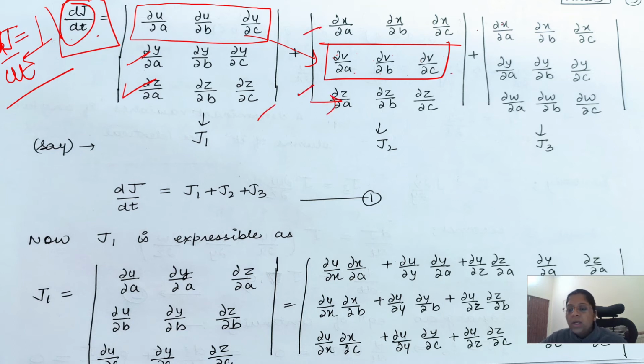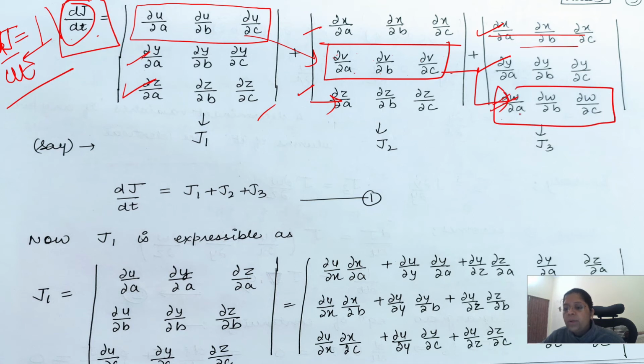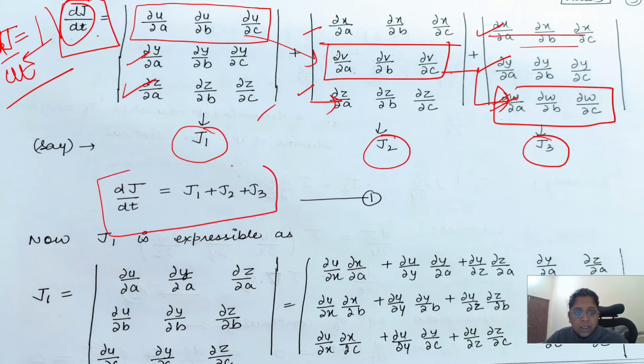Now here the first and second rows remain the same, as previously used for x and y, and the third is for w: del w by del a, del w by del b, del w by del c. These are represented by J1, J2 and J3. Now dj by dt can be written as the sum of these three. Okay. Now what is J1? J1 is this: del u by del a, del u by del b, del u by del c, then y, and then z.